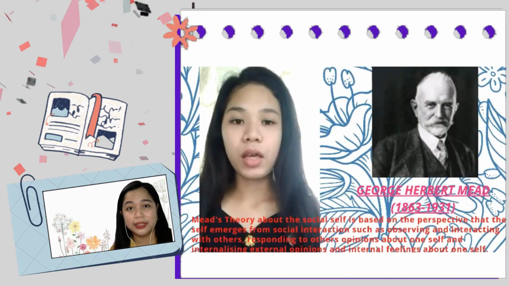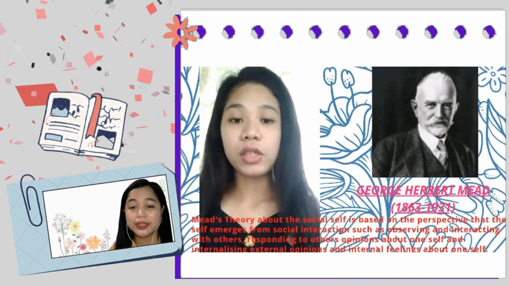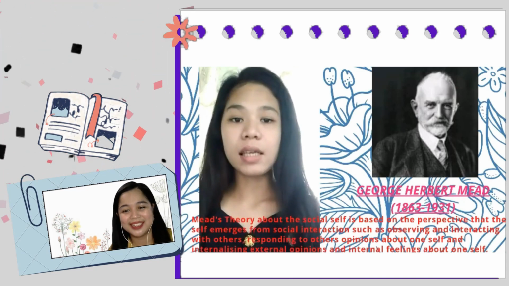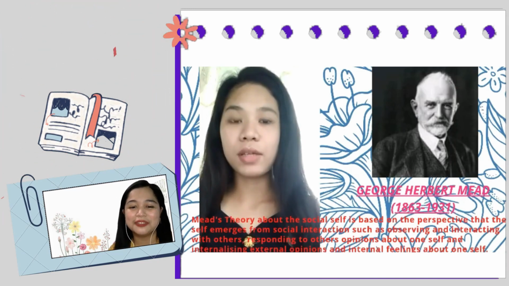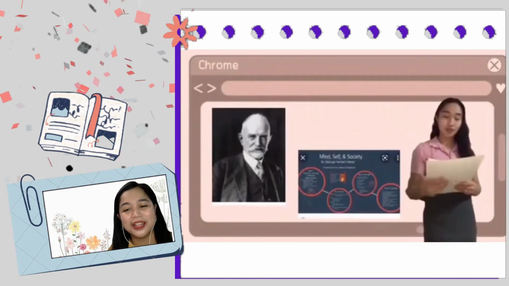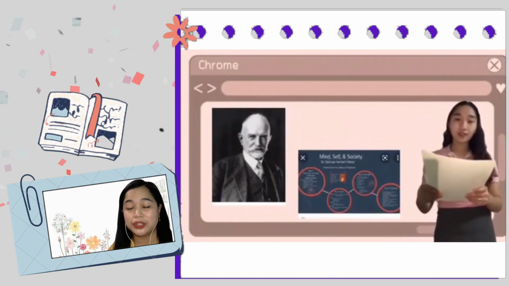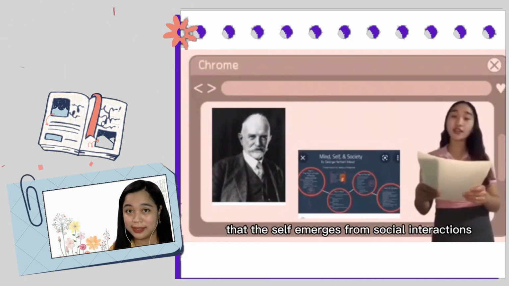And first of all, number one is the preparatory stage or imitation stage. And language develops self by allowing individuals to respond to each other through symbols, gestures, words, and sounds.